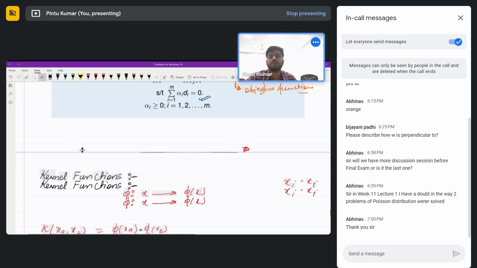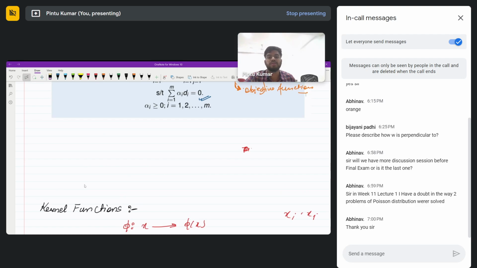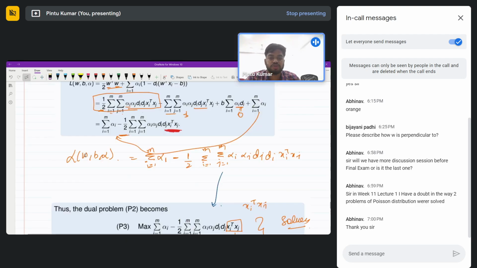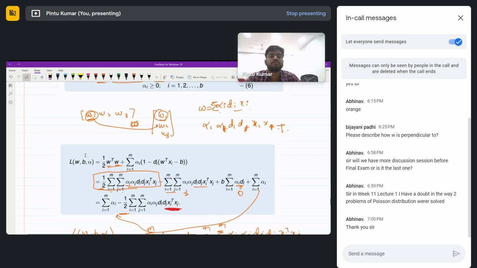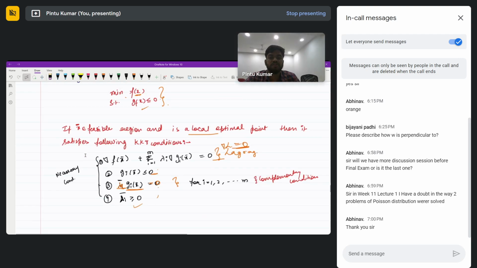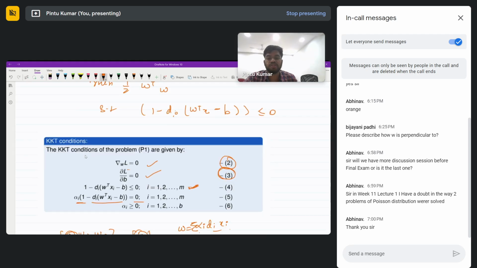Sir, one minute, sir. Can you go slowly? Just I want to know, you're doing W equal to alpha I di xi. I think you got this from some equation, no? From where did you get that? That was from the KKT condition, this particular condition.